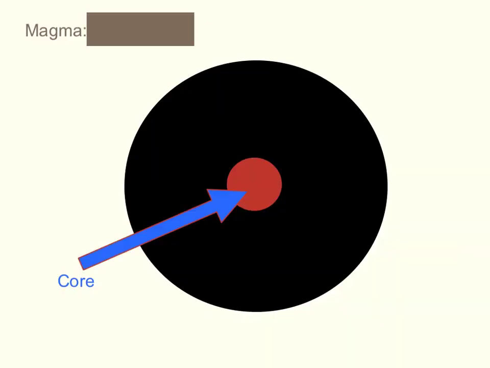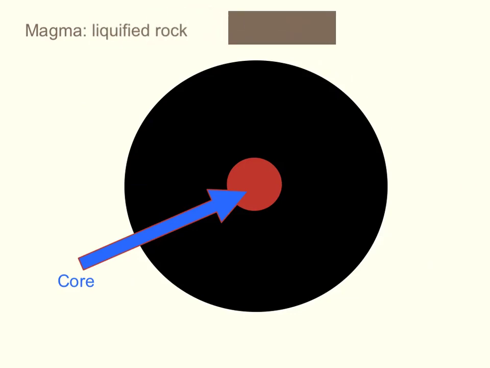This slide, we're going to start talking about the core and what it actually does to the mantle. So we know that the core is extremely hot, very, very hot. And it's so hot that it actually liquefies rock. And that liquefied rock is what we call magma. So if I move that, magma is liquefied rock. That is one of our key terms that you will have to know from this little slide.